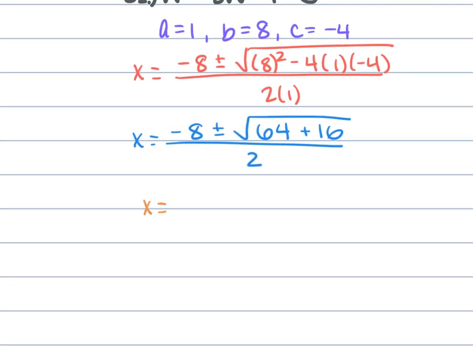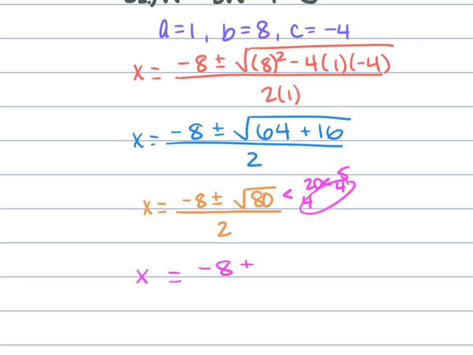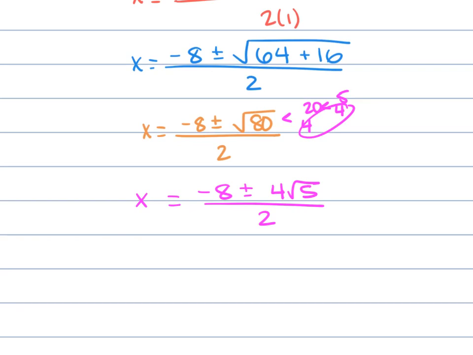So x is equal to negative 8 plus or minus the square root of 64 plus 16 is 80 all over 2. That 80 is 4 and 20. The 20 is 4 and 5, so that's 4 square root 5. So x is equal to negative 8 plus or minus 4 square root 5 all over 2. We're going to simplify this to be x is equal to negative 4 plus or minus 2 square root 5.